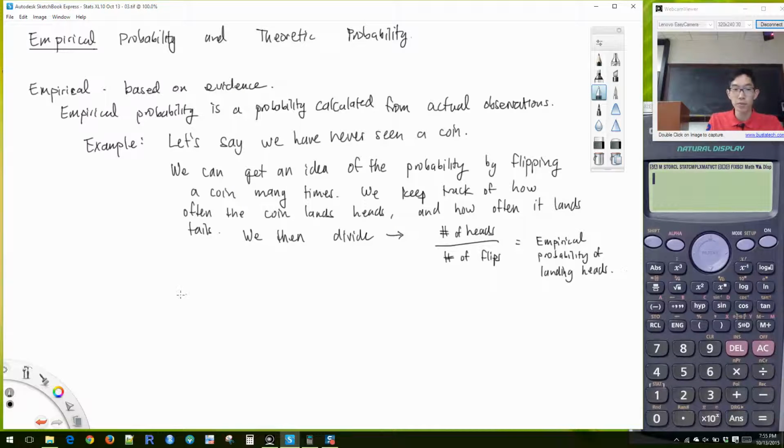Okay, so maybe after 1,000 flips, maybe it landed heads 508 times. 508 heads divided by 1,000 flips. My probability would then be 0.508, and this is the probability of getting heads based on our evidence.